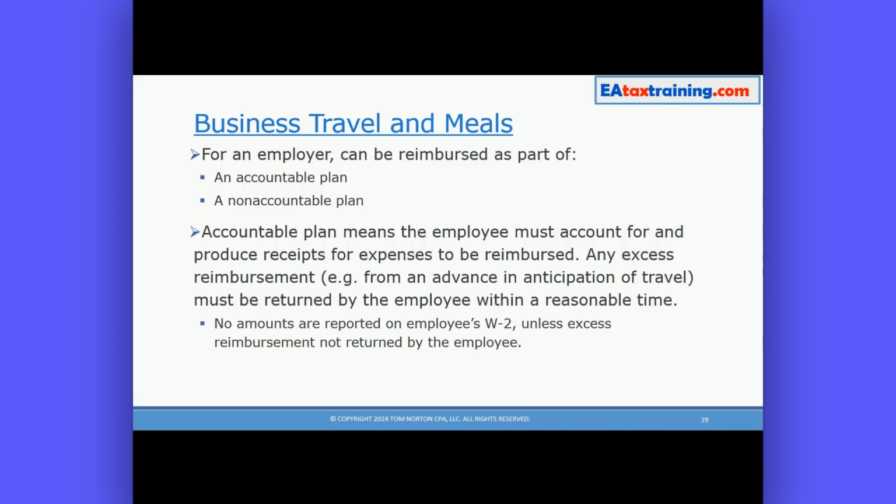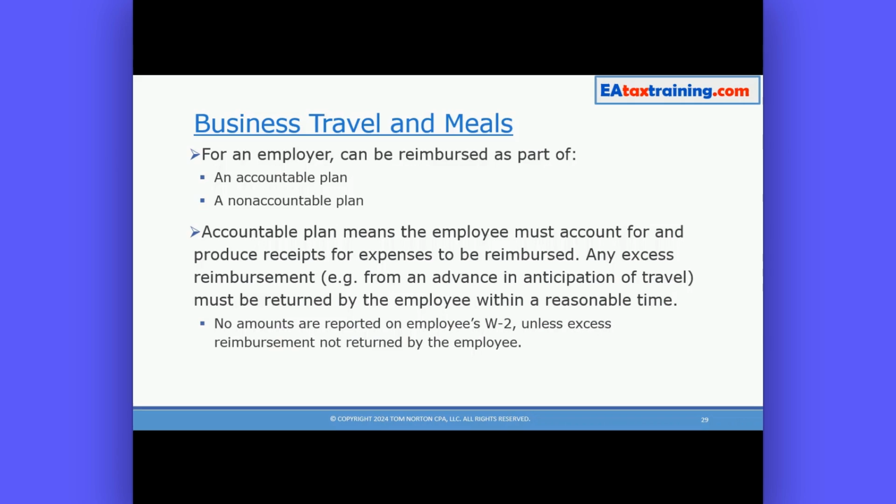So sometimes there are companies who say, hey, we're going to send you on a business trip. We know you're going to have out-of-pocket expenses, so we're going to give you an advance, some money to help pay those expenses. Well, if they do that, and then the employee ends up having fewer expenses than the amount of that advance, then the employee has to pay the advance back. So they think that that makes sense.